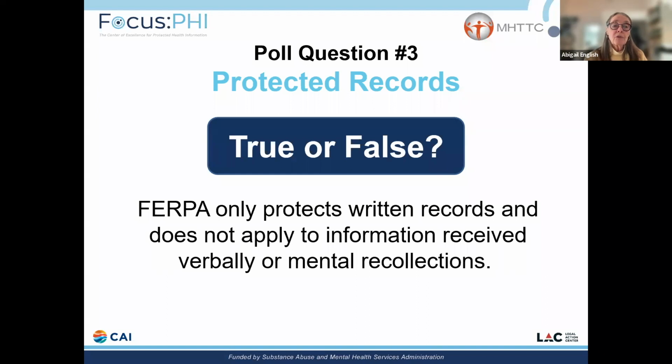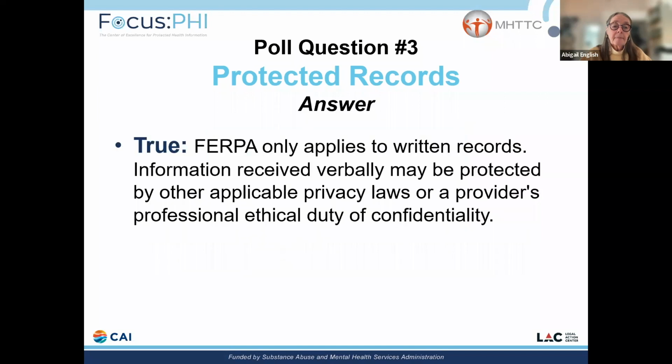36% said that this was true and 64% said that this was false. So let's look at the next slide. It was true. FERPA only applies to written records. Information received verbally may be protected by other privacy laws or by a provider's professional ethical duty of confidentiality. So that's really an important point to remember, because there is a difference between federal privacy laws in terms of what information they protect. And now we're going to turn to Amber, and she's going to talk with us about the HIPAA privacy rule.